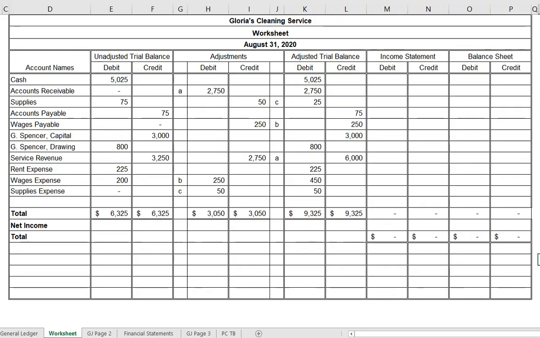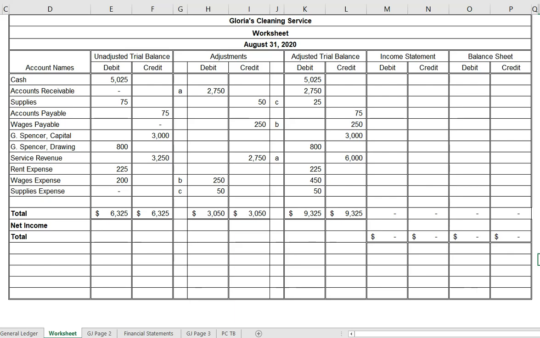Alrighty, so here we have the worksheet for Gloria's Cleaning Service. What we're going to be doing here is completing the income statement column and the balance sheet column. We'll be taking all the numbers in the adjusted trial balance and moving them over to these columns. If it's an account that would normally go in the balance sheet, we move it to the balance sheet columns. If it is an account that's normally on the income statement, then we will move it to those columns.